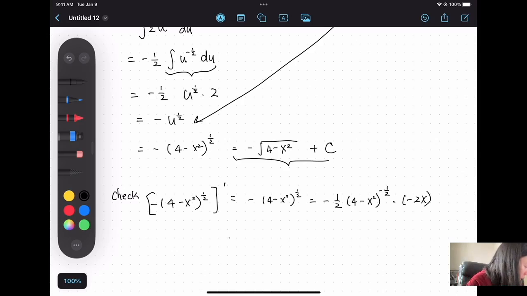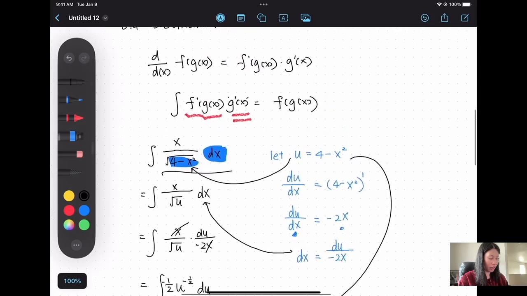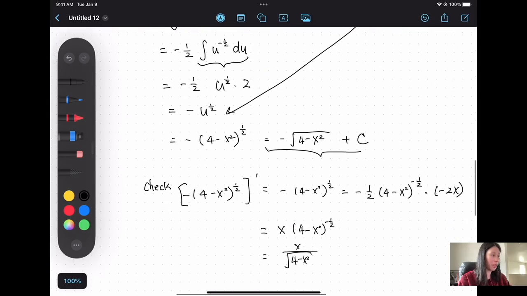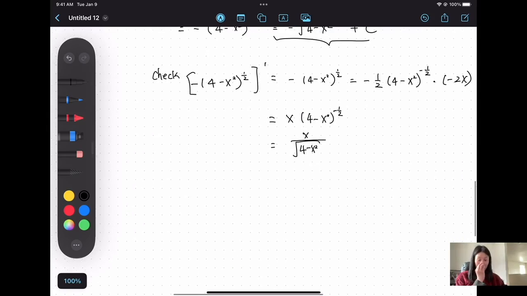Well, when we simplify it, I have negative 2, and negative and negative gives a positive, and so I have x times (4 minus x squared) to the negative 1/2. When we organize it, I have x over the square root of 4 minus x squared, which is the integrand function that we got. All right, so now let me give you more examples.